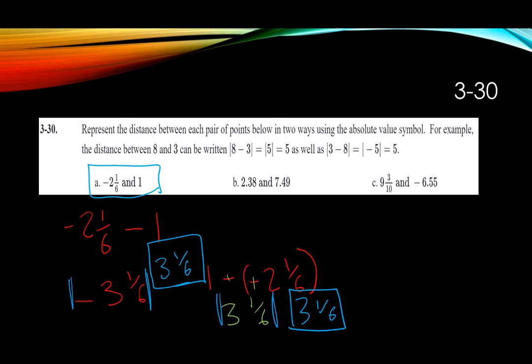All right, now let's look at part C. So you guys will do B. We'll skip to C right now. This time we have 9 3/10. And we're going to be subtracting a negative here to start, -6.55.